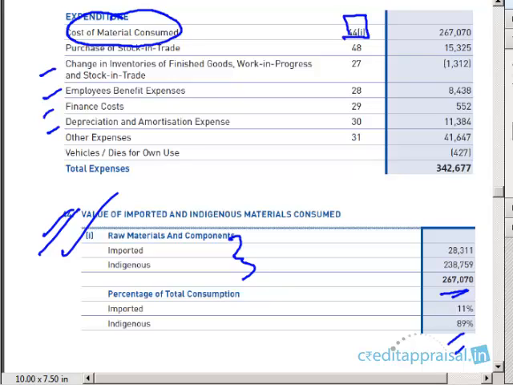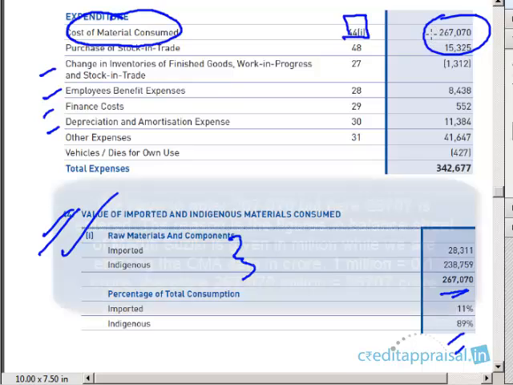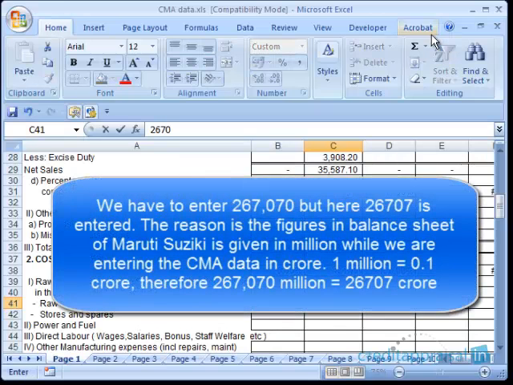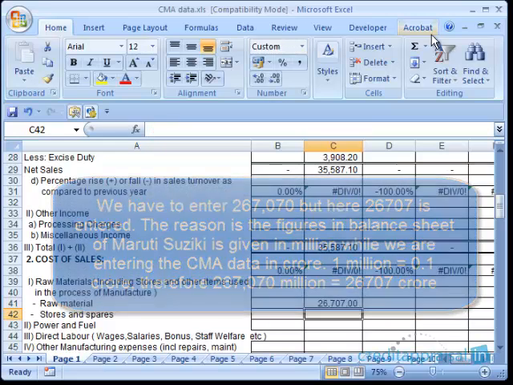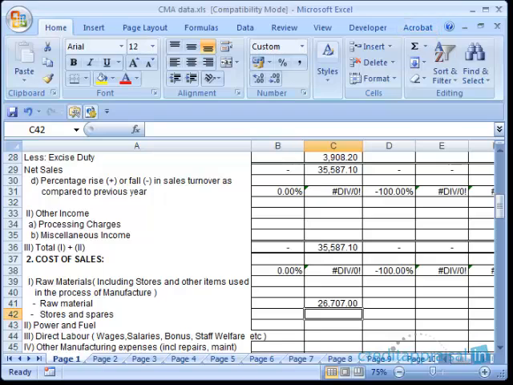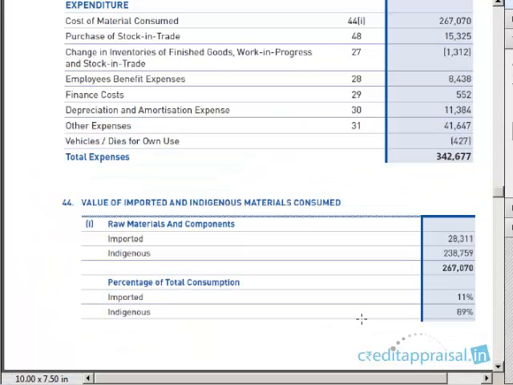So let us go ahead and continue filling our CMA data. The cost of raw material consumed is this 26707. We're going to enter it in the CMA data. So 26707, right? This is the raw material consumption which we have to enter for Maruti Suzuki. Please note that this raw material is raw material consumption, not the purchase. And in this case of Maruti Suzuki, we are directly given the consumption figure. So we have entered directly 26707.